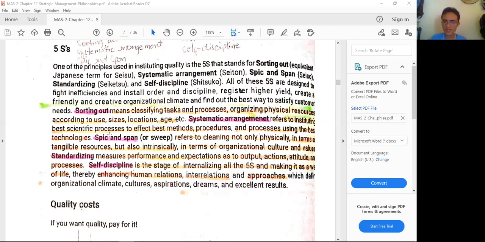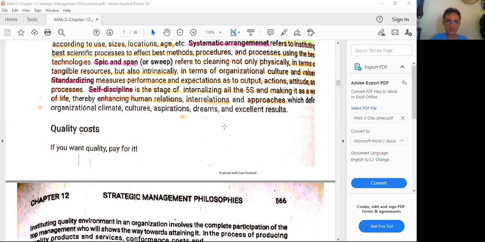Systematic arrangement. This is arrangement. Yeah, very related to sorting out. Sweep is really cleaning. Aside from physical, but also inside. We have to sweep also the inside. Standardize is to measure, or standardizing is to measure our outputs based, of course, on certain benchmarks or targets. Self-discipline is about oneself to control in terms of behavior and so on in the organization. Next, quality cost.